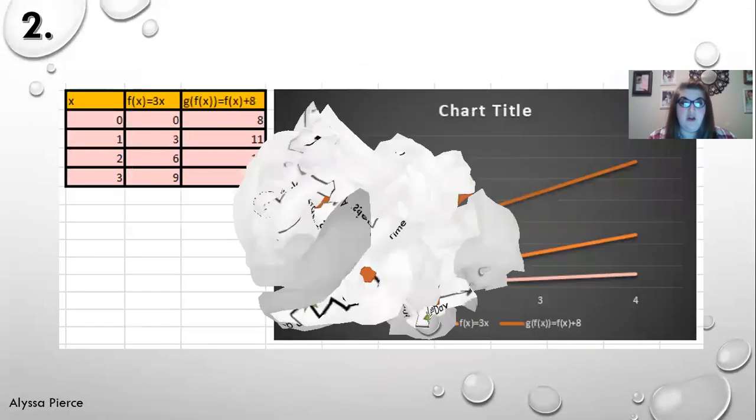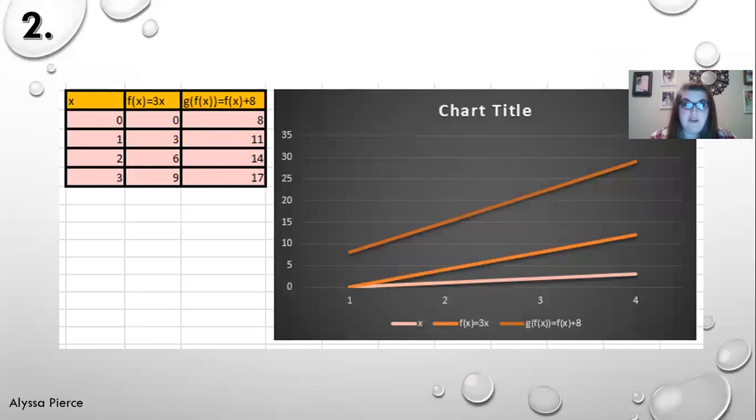Okay, so moving on to question number 2. Now you're probably looking at that and wondering what is going on. Well, let's explain. For question number 2, we are to look at function machines. We are given a function, f of x equals 3x, and we are also to find g of f of x equals f of x plus 8.